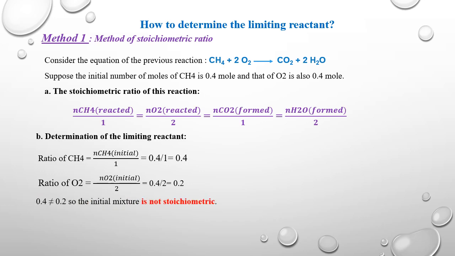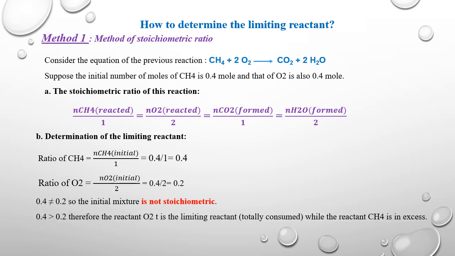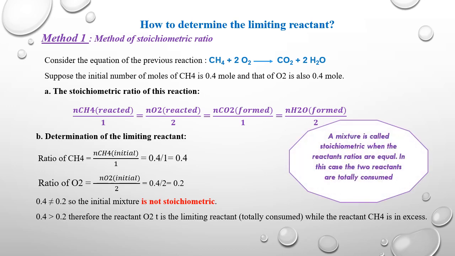Now, by comparison, 0.4 does not equal 0.2, so the initial mixture is not stoichiometric. 0.4 greater than 0.2, therefore, the reactant O2 is the limiting reactant, totally consumed, while the reactant CH4 is in excess. It is good to know a mixture is called stoichiometric when the reactant ratios are equal. In this case, the two reactants are totally consumed.